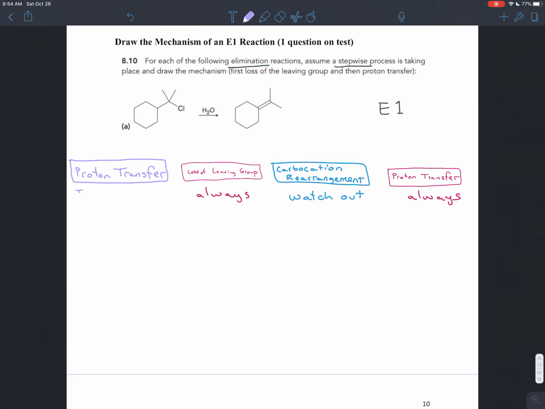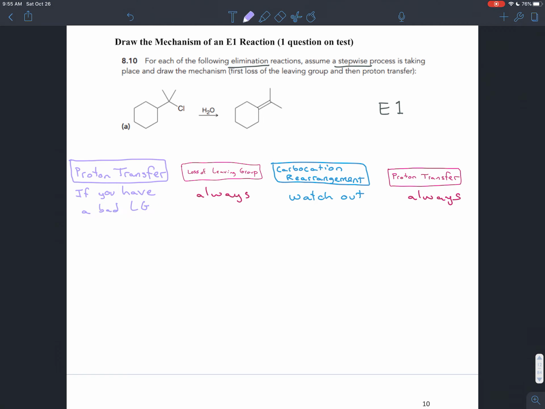So here, you'd only have to do this step if you have a bad leaving group. And the most common bad leaving group that we have is an OH. So if you see that, for sure, you would want to add some sort of an acid, do a proton transfer so that it turns into H2O, and then it's a good leaving group. Okay, so those are our possible steps.